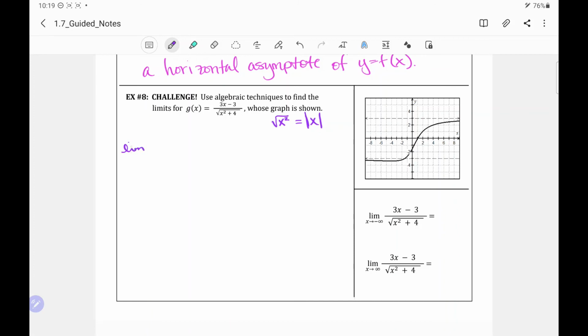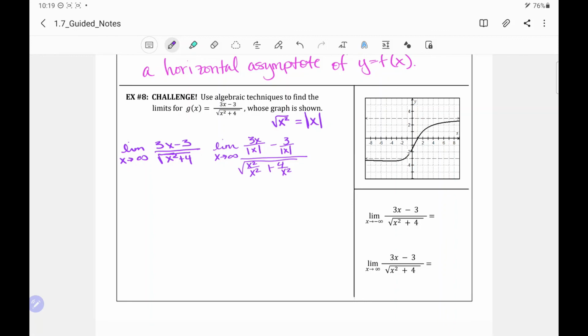So we have the limit as x goes to infinity of 3x minus 3 over the square root of x squared plus 4. And I'm going to do this by dividing by the highest power in the denominator. So I'm going to change it to the limit as x goes to infinity of 3x over the absolute value of x minus 3 over the absolute value of x, all over. Now remember, in the bottom we're still in the square root, so it's just x squared over x squared plus 4 over x squared. And I can simplify this down, right?